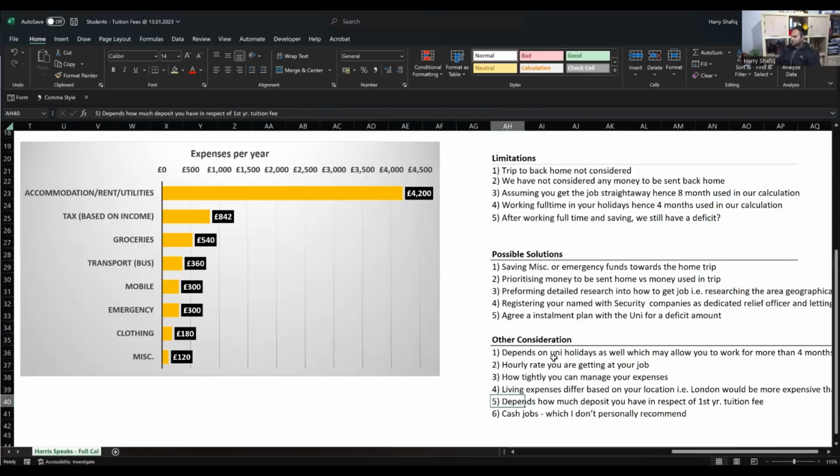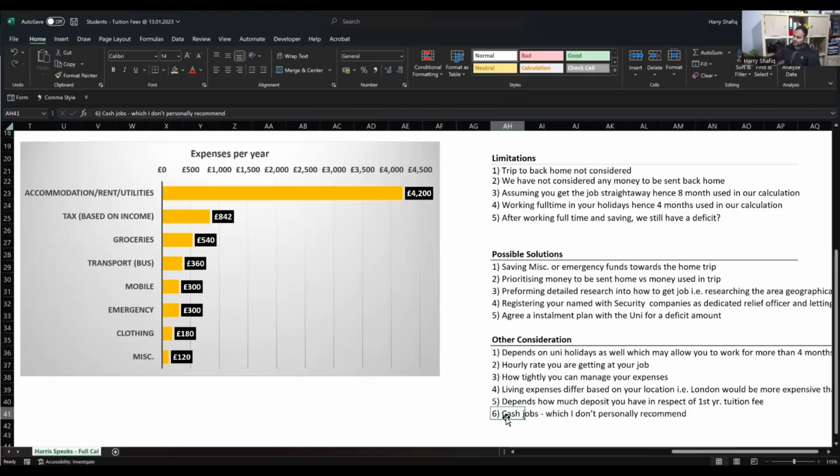I would suggest try and pay the entire first year tuition fee, so that when you come here and land in the UK, you start from a clean slate and you have the entire year to save up for the next year's fee. Cash jobs, again, I don't recommend those, but students do work cash jobs in order to address the deficit, but I don't personally recommend those.